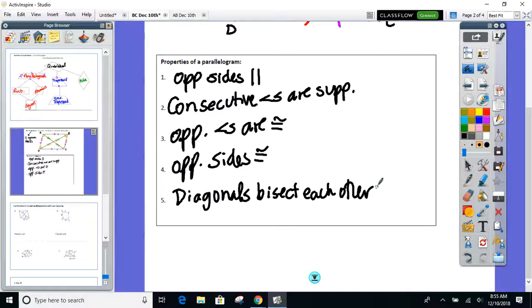These we got to know down pat because we're going to use them in proofs. Today it's all algebra though. Tomorrow we'll get into the proofs. Any questions on these 5 properties of a parallelogram?